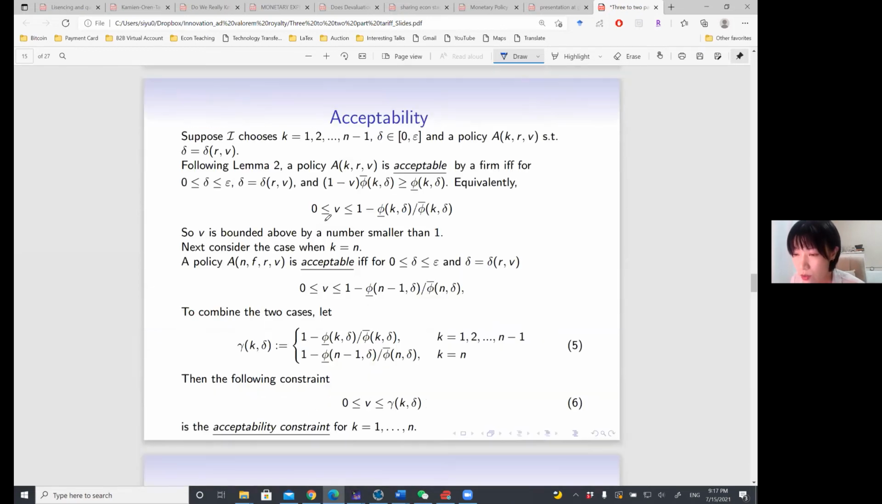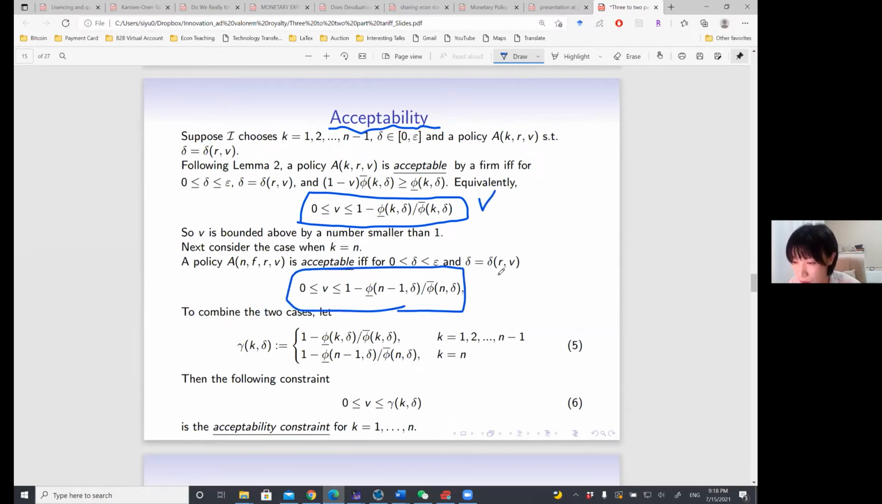And here, using the constraint we mentioned above, we define what is an acceptable contract, acceptability by firms. So if it satisfies these two constraints, then a firm will place a bid or say yes to the contract. So V cannot be too high.